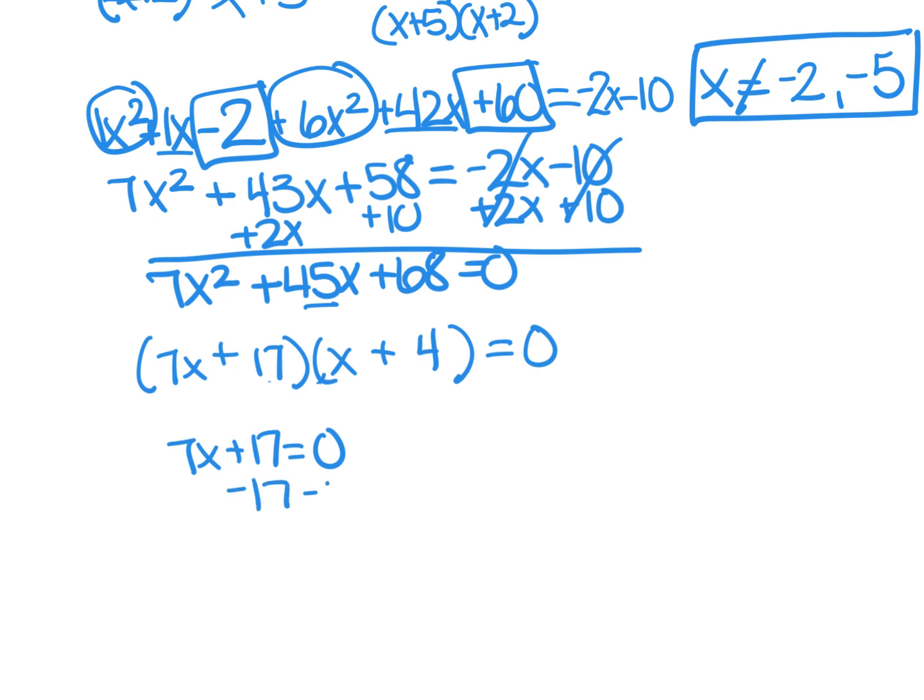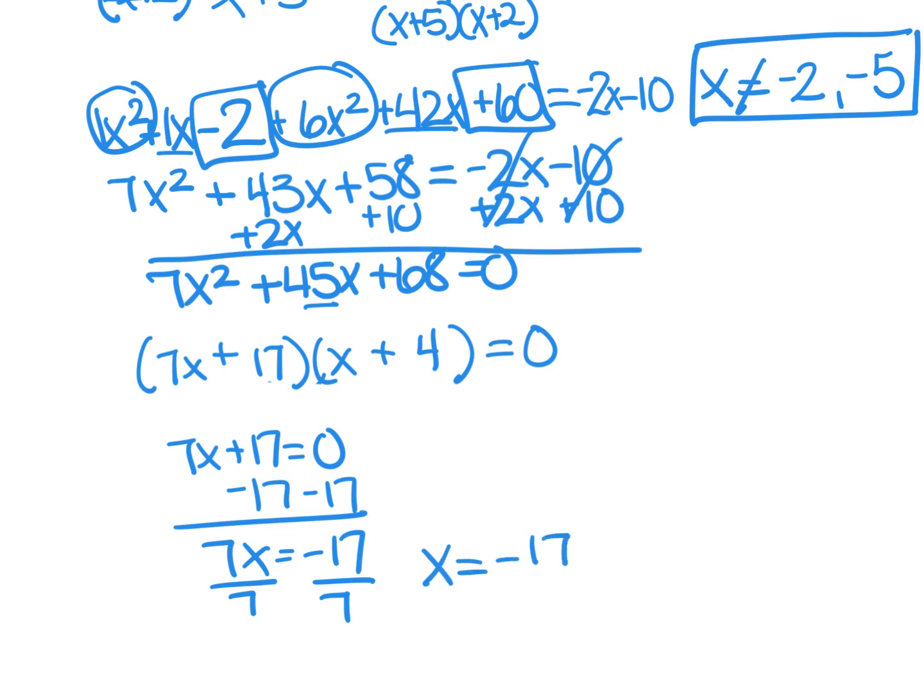And then we're going to divide by 7. So x is equal to negative 17 over 7. And then this one here is really easy. x plus 4 is equal to 0. And so we'll minus our 4, and x will be equal to negative 4.